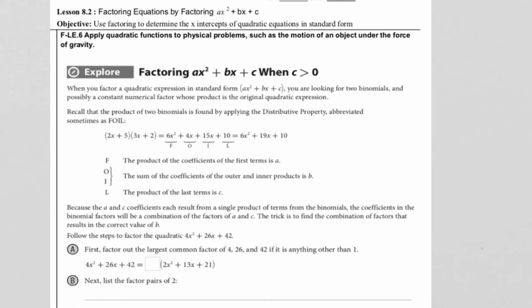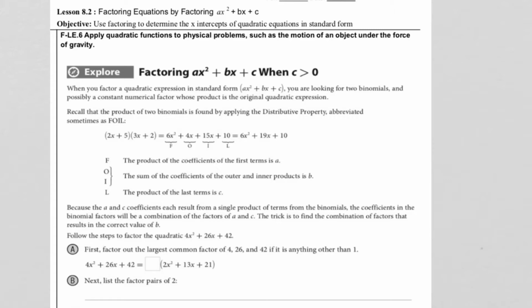a polynomial equation in the form of ax squared plus bx plus c, the product of the coefficients is essentially the first part of FOIL. The sum of the coefficients is the outer and inner products. That's the b. The first term and the last term have to add up to b in the middle, and then the last term c is the product of the last terms.